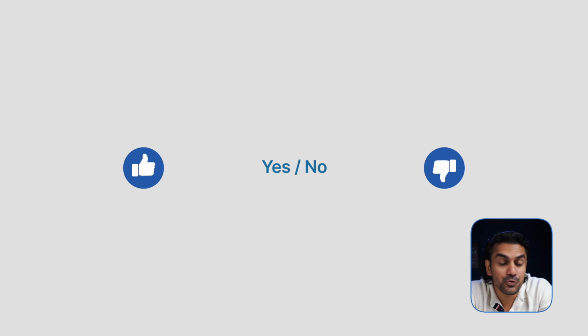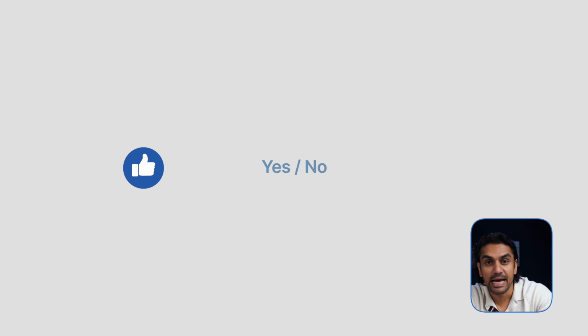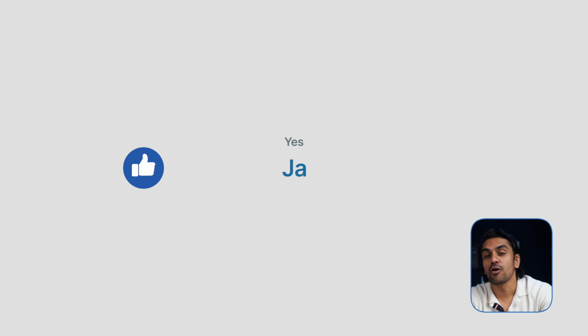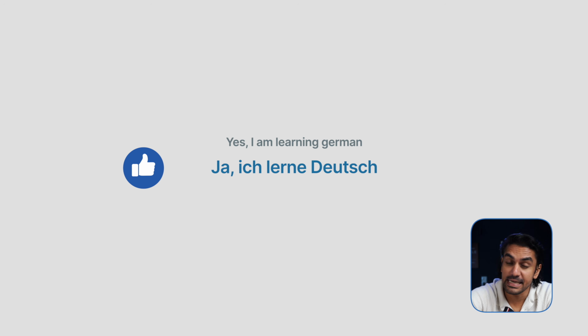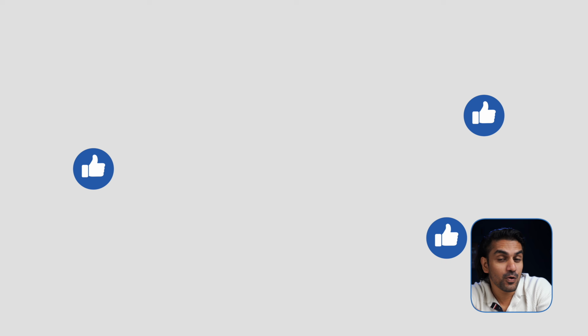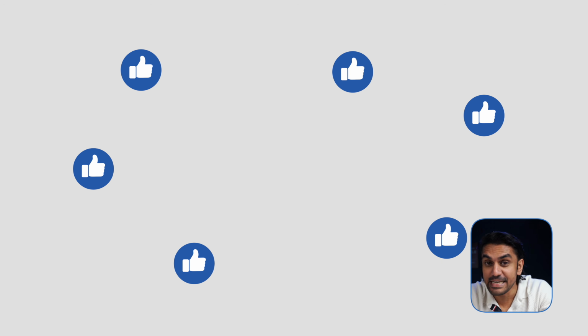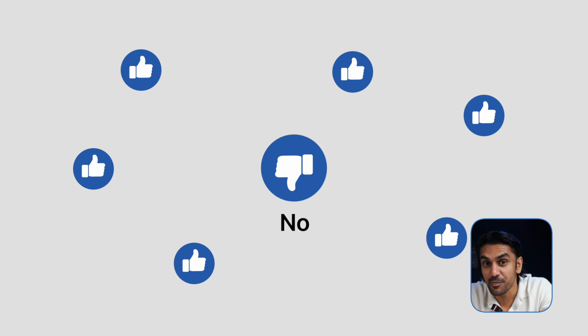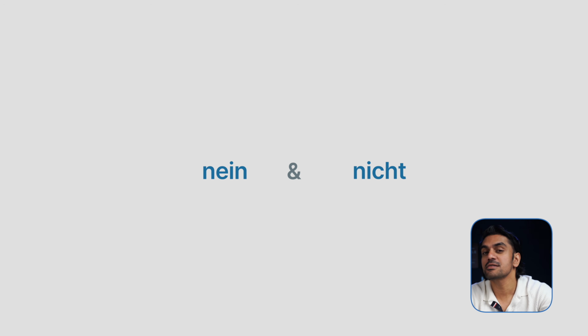And when someone asks you a yes or no question, you can simply answer with "ja" or yes. You can also add a short clarification like "Ja, ich lerne Deutsch." Yes, I'm learning German. Unless you want to say yes to everything, you will need to know how to say no. And in German, there are two ways to do that. "Nein" and "nicht." Now, here is the difference.